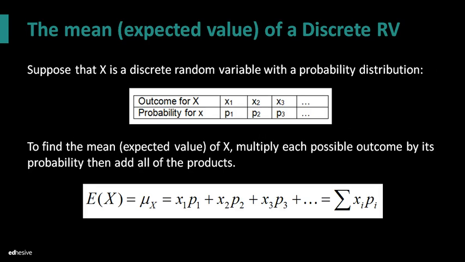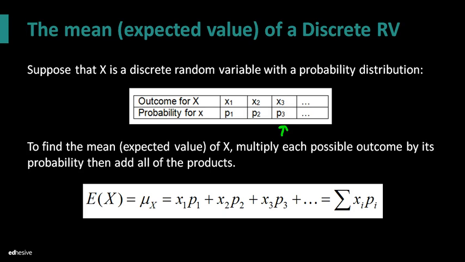So the mean or the expected value of a discrete random variable. First off, let's suppose that X is a discrete random variable with a probability distribution. So this is just being very generic. We have our outcomes X1, X2, X3. Those are the individual outcomes, and this can go on for however many you have. And then under each one, we have the probabilities. This is the probability for outcome 1, the probability for outcome 2, the probability for outcome 3, and so forth.